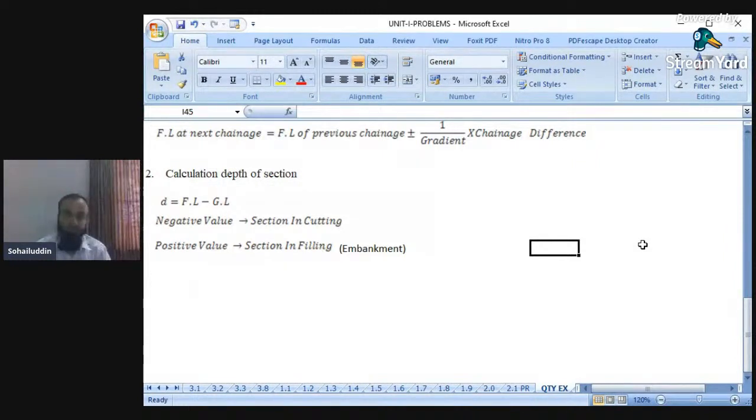In the next lectures we will see the problems related to this. All 4 methods are related to earthwork in excavation, for roads and for different canals, and afterwards we will see canals. So in this way we will end today's lecture.